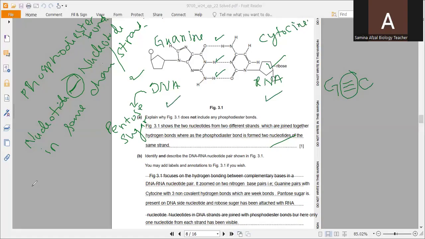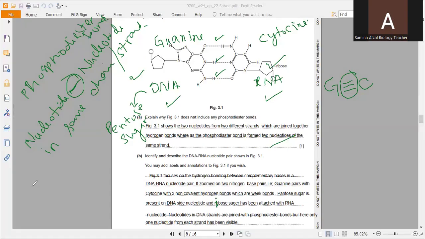One nucleotide from the DNA strand and one nucleotide from the RNA strand. On the RNA side, there is cytosine. On DNA, guanine. They always pair in this way by making three bonds together. So here they are joined in this way. Figure 3.1 focuses on the hydrogen bonding between complementary bases. In a DNA RNA nucleotide pair, it is zoomed in on two nitrogenous bases, that is, guanine pairs with cytosine with three non-covalent hydrogen bonds, which are weak bonds.